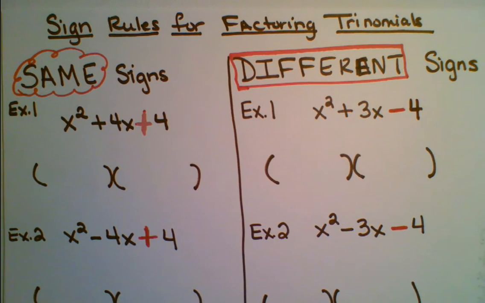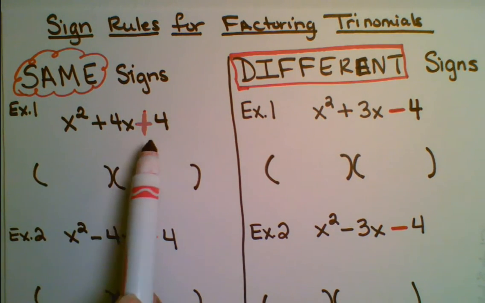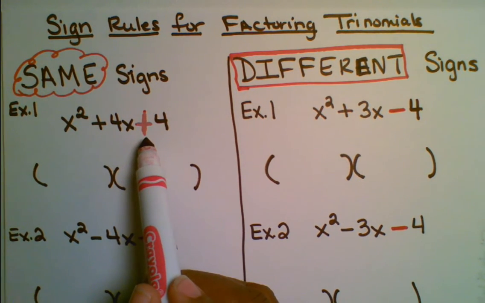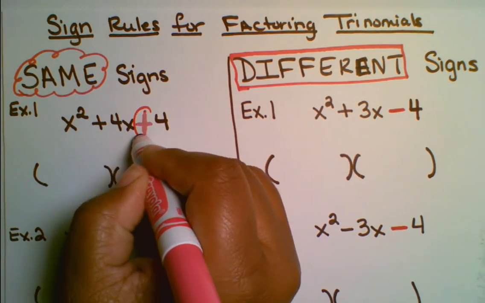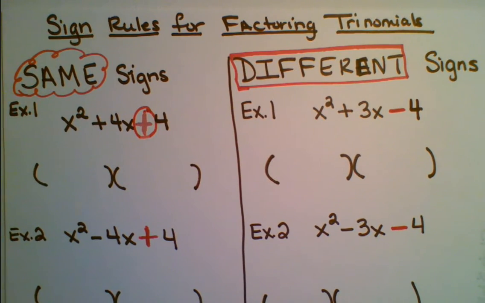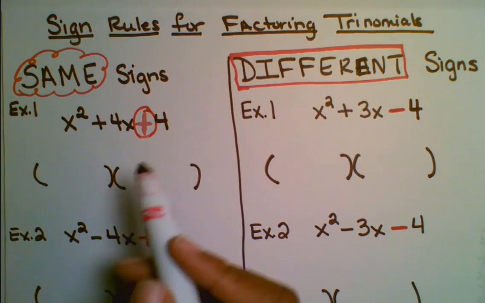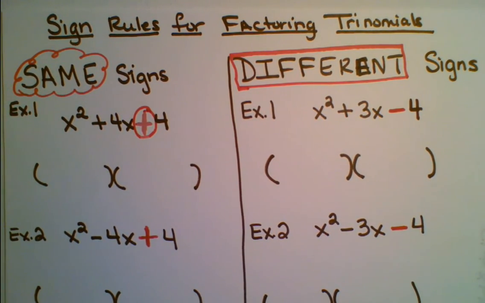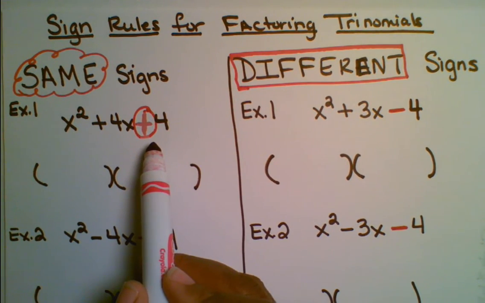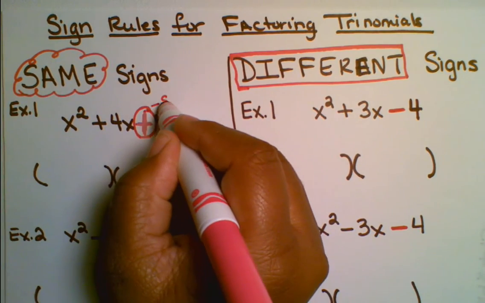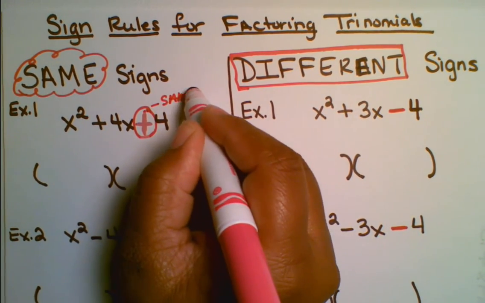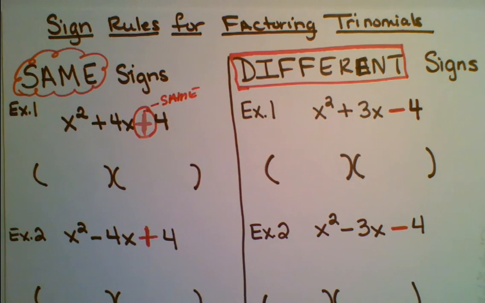And how we're going to do that is by looking at the sign of the last term. And if you noticed in the trinomials, the sign of the last term, I have it in this pink color. So let's circle that. And we have here a positive sign. And so the rule says when the sign of the last term is positive, you're going to have the same signs. Meaning we're going to place two of the same signs in the parentheses.